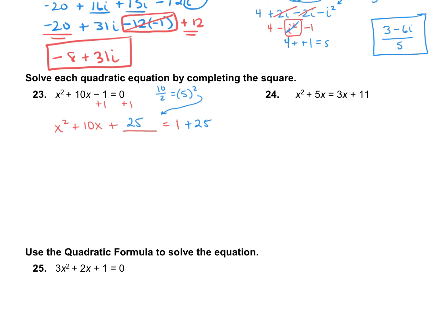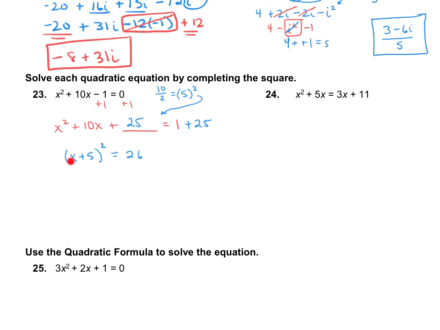So this is factorable, x squared plus 10x plus 25. Factors of 25 that add up to 10 are 5 and 5. So we'll say x plus 5 squared equals 1 plus 25 is 26.